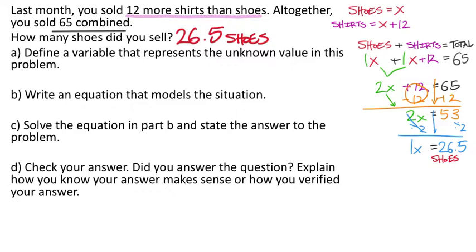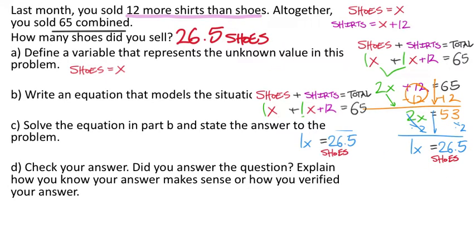It says define a variable that represents the unknown value in this problem. Well, we already said at the top that shoes, we defined it as X, so that's how we'll keep that. Write an equation that models the situation. We have that as well. In fact, I'll include the whole thing for this part of the problem. There's the equation. Solve the equation, part B, that's what we did. We showed all the steps there, the principles of equality that we used.